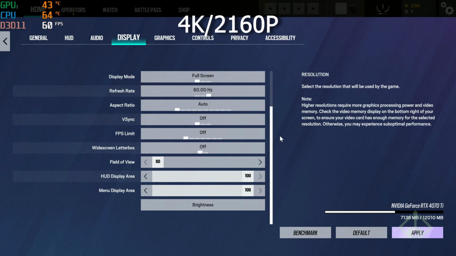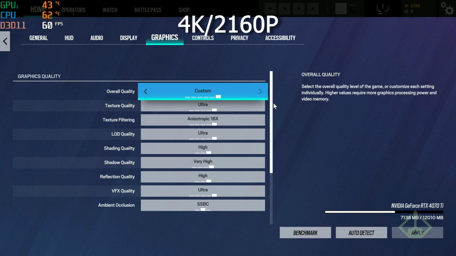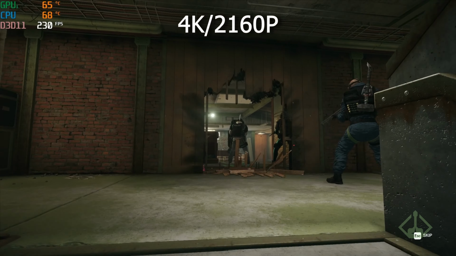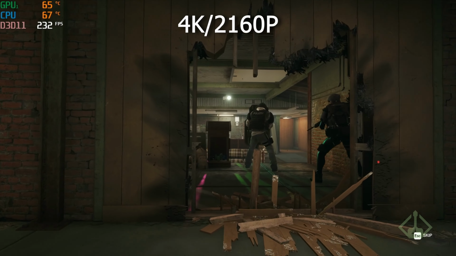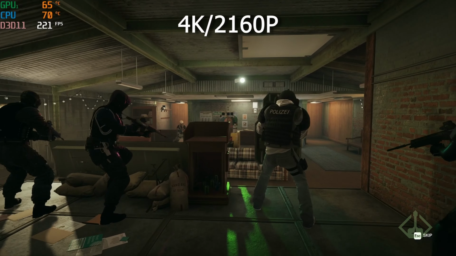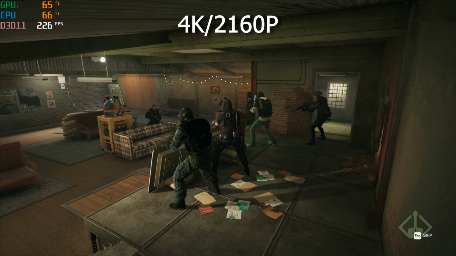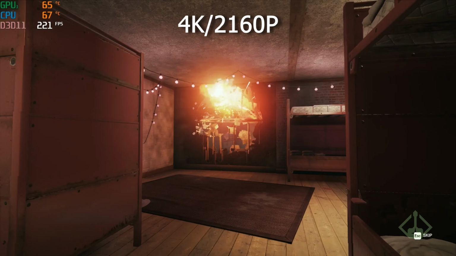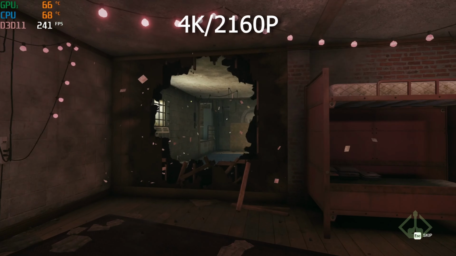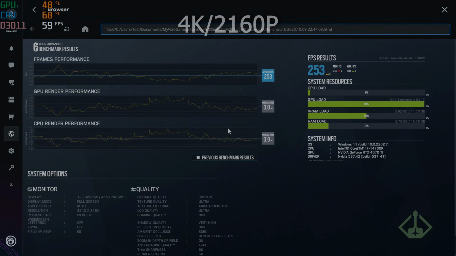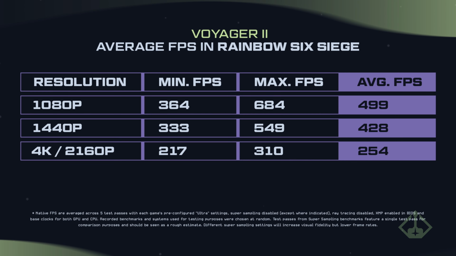Lastly, at 4K, we saw 254 FPS average. There isn't a 4K monitor on the market that this won't fully saturate, so it's safe to say that this game will run incredibly smoothly. That's a wrap on the Voyager 2.